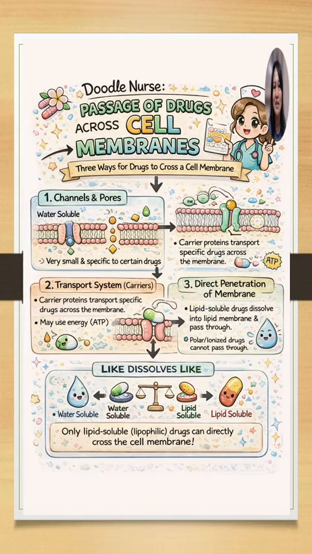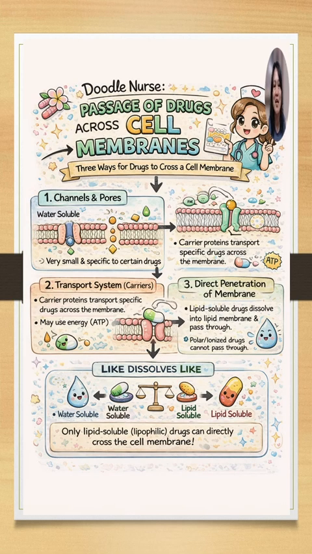The second method is through a transport system using carrier proteins. These carriers move specific drugs across the cell membrane, and sometimes this process requires energy in the form of ATP. This is especially important for drugs that cannot pass through the membrane on their own.